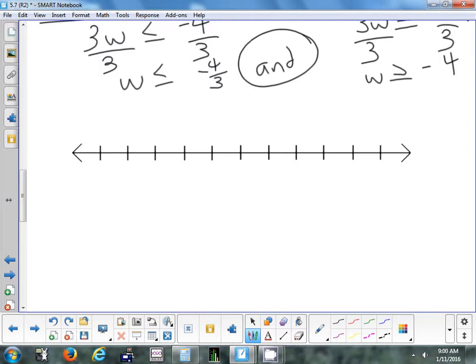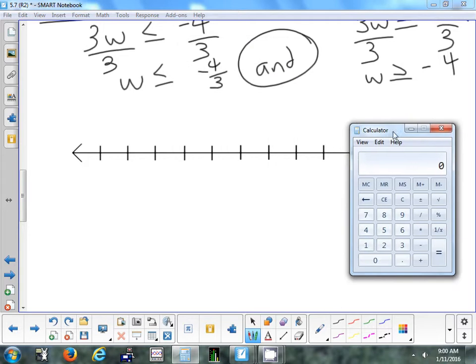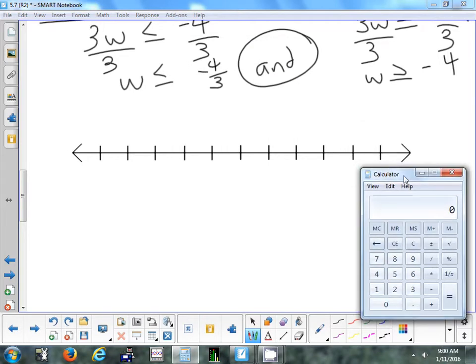Now, this negative 4/3, for me, that's going to be difficult to graph. So I can do one of two things. I can make it a decimal, which Mr. Hager's already got me thinking about doing over there, or I can make it a mixed number. I think for you guys, you're probably going to have calculators, so it might be easier to make it a decimal. All right, Mr. Hager's going to make it a decimal by just dividing negative 4 divided by 3, and he gets negative 1.3.